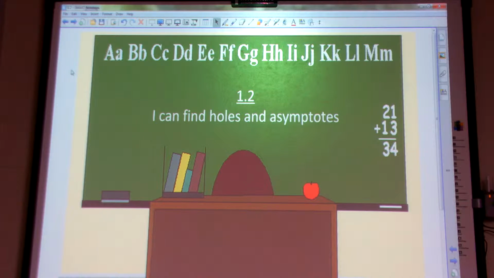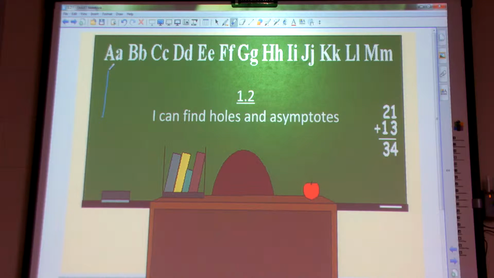I'm going to be doing the calculator stuff up here, so you do not have to have one in front of you. I just want you to follow along because I'm not there to help you. But today we're finding holes and asymptotes. And yeah, go ahead and giggle, everybody does that at that title.